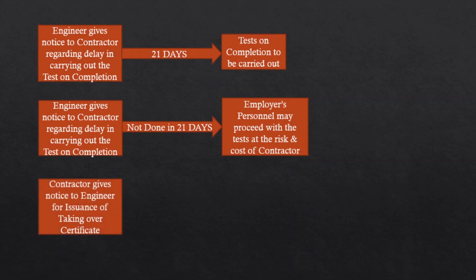The contractor gives notice to the engineer for issuance of the taking over certificate. Once the work is completed, the contractor will ask for a taking over certificate. Once that notice is given, within 14 days the work should be ready for taking over. So the contractor, within 14 days of the completion date, needs to give a notice telling that the work will be completed within 14 days.